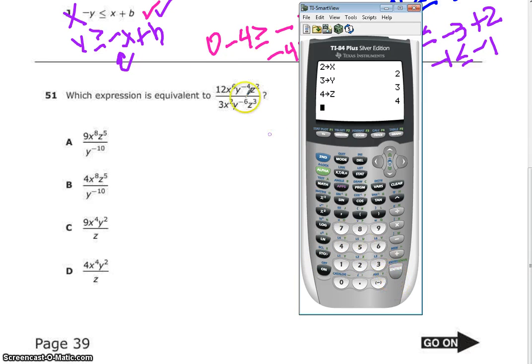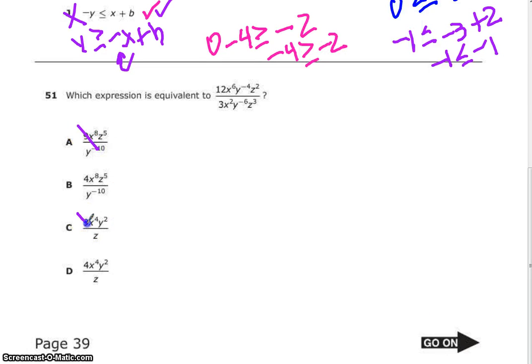Then I'm going to start by just doing the numbers to start with. 12 over 3 means 12 divided by 3. And that's going to give you 4. So I know it's not A and I know it's not C. 50-50 chance now.